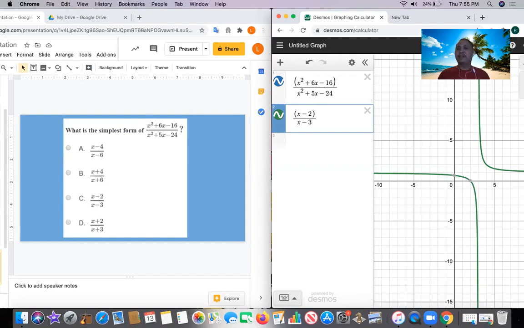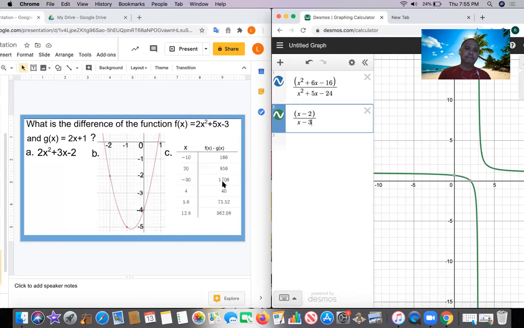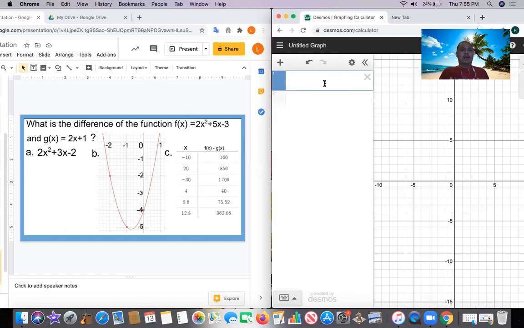Okay? Another thing. What happens if the question is like this? What is the difference of the function f of x equals 2x squared plus 5x minus 3 and g of x equals 2x plus 1? I think you learned in elementary the meaning of difference. When we say difference, that is minus. That is subtraction. All right? Take note. The question here has a name.